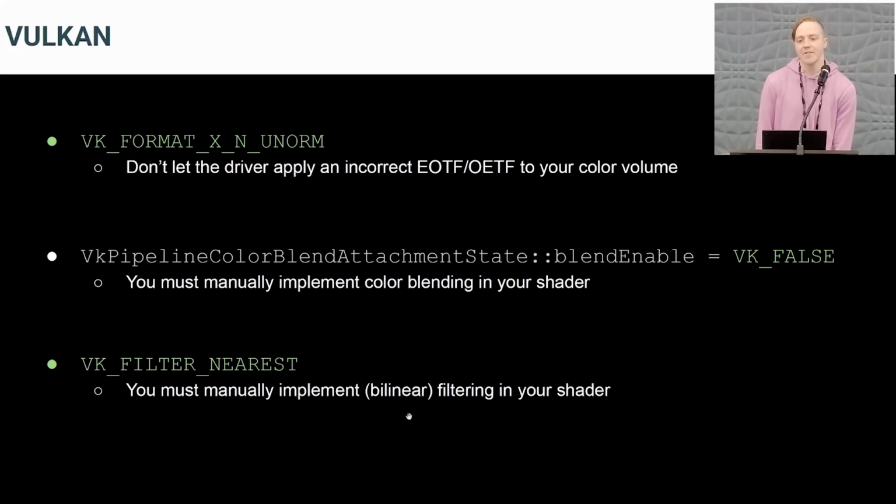Secondly, now you've told Vulkan that it's linear. And as a result, Vulkan will try to blend it as if it's a linear color space, which will also corrupt your color volume. So if you want to do this correctly, you have to implement blending yourself in shader, and likewise for filtering. This isn't hard, but it is very annoying.